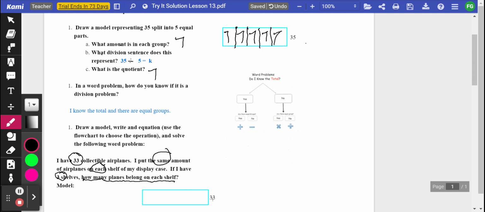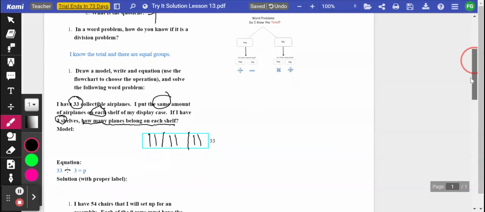So here in my model, I've got my total amount of airplanes at the end. I'm going to split that total. This box represents all 33 into 3 equal groups. It looks like that. And now I just need to figure out what goes in each box. Well, if I know my multiplication facts, I would know that 3 times 11 equals 33. And I could add those up. I would have 11, 22, 33. I could also count by 3s until I got to 33. And if I did that, it would be the 11th multiple of 3.